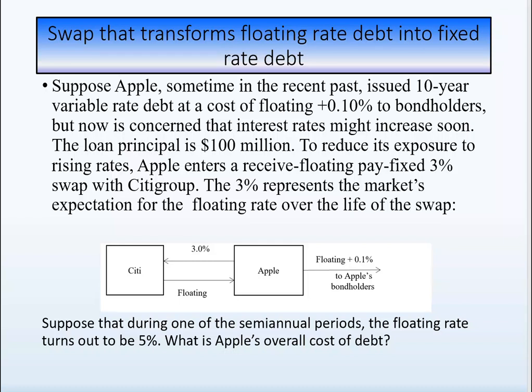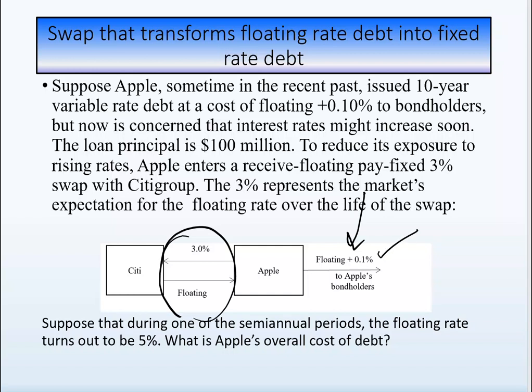Here we have the flow chart for the cash flows. You have Citibank on the left, and Apple on the right. It's common to use arrows to show the direction of where the money is going. You can see that at the top, 3% is going from Apple to Citigroup, and Citigroup is paying the floating. That is the swap. And then right here, we have Apple's payment to its bondholders at the floating rate plus 0.1%.